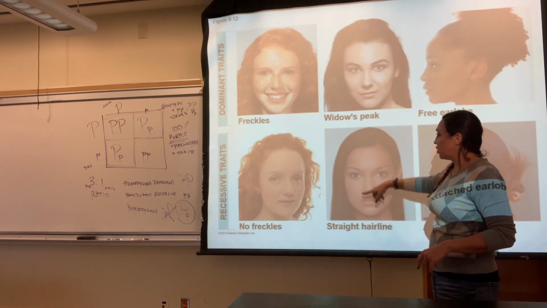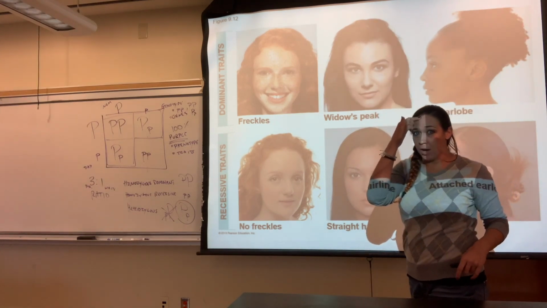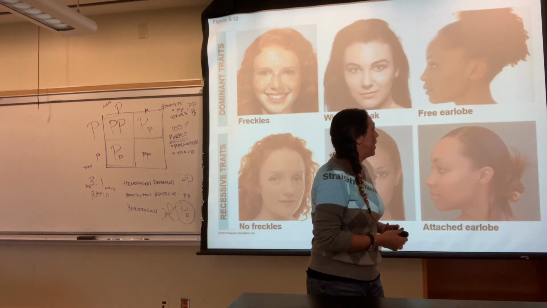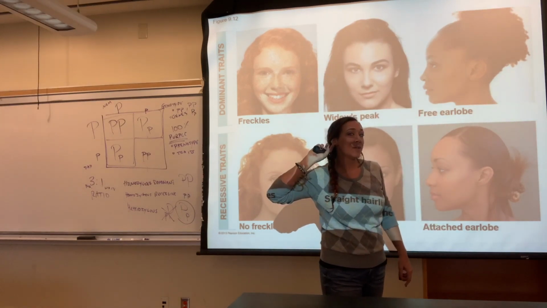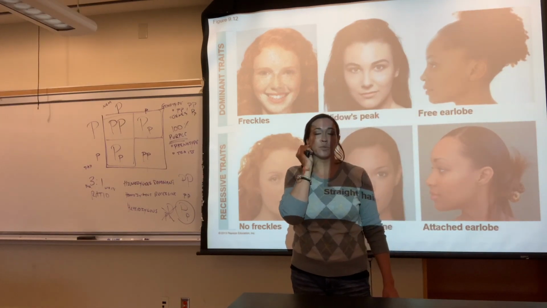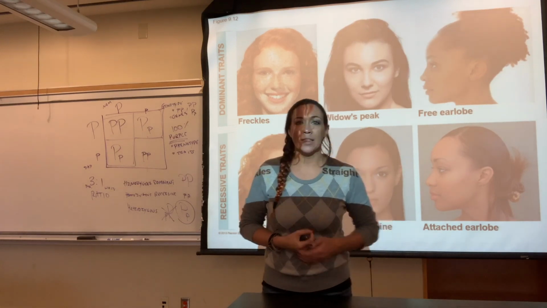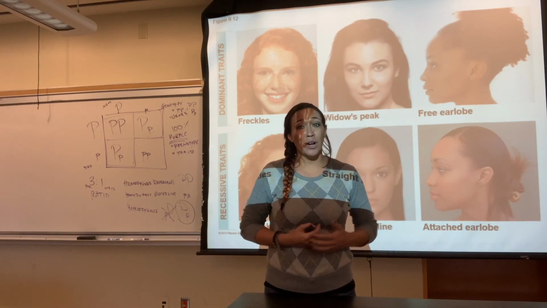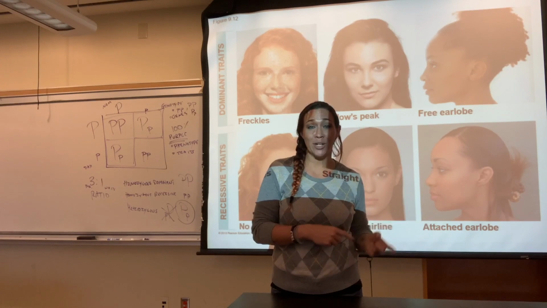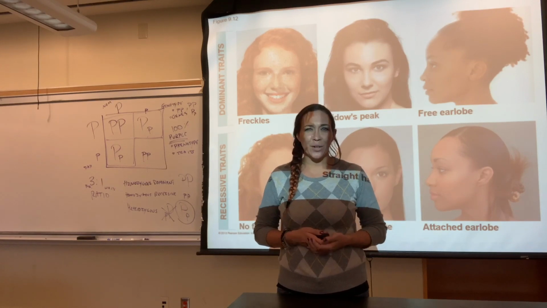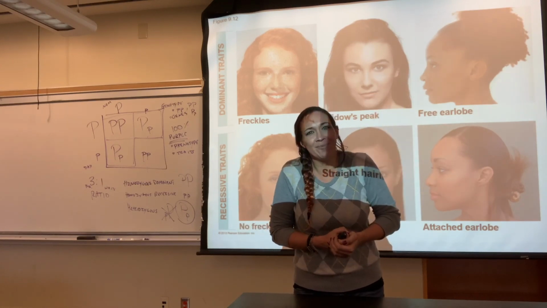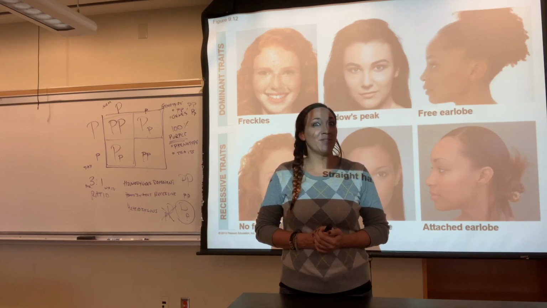We have widow's peak, which is dominant to non-widow's peak. Again, not a lot of people have widow's peaks. And we have free earlobes versus attached earlobes. Free earlobes are the dominant one, the one you could commonly have. So go check yourself right now, see if you have the dominant traits or the recessive traits. It's kind of a fun little thing to do. We usually do it in class, but obviously we're going to do it virtually.